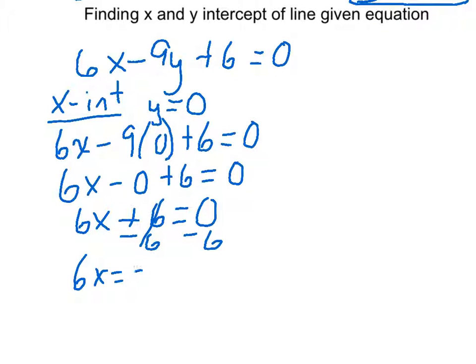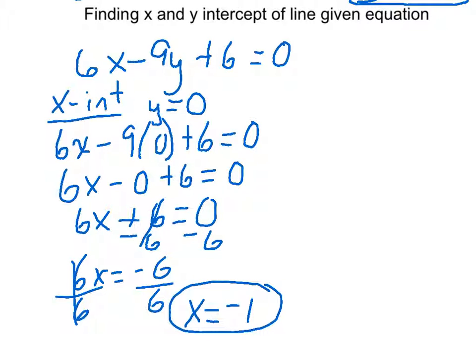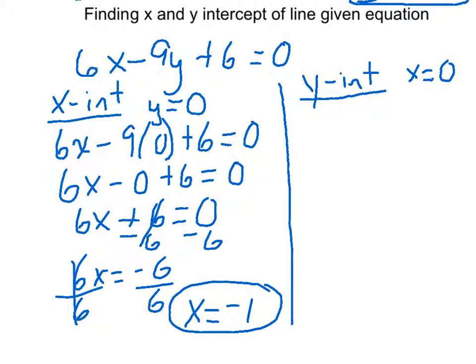6x equals negative 6. Then we divide by 6, and we get x equals negative 1. That's not so ugly. So our x-intercept of that line is negative 1. Now to get our y-intercept, we're going to plug in to the equation that they gave us, x equals 0.